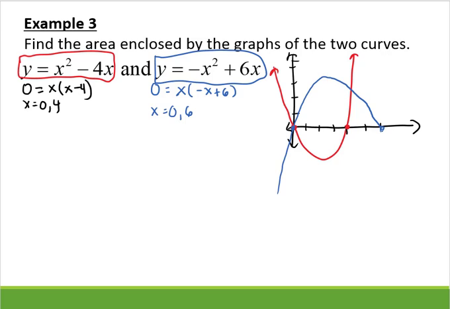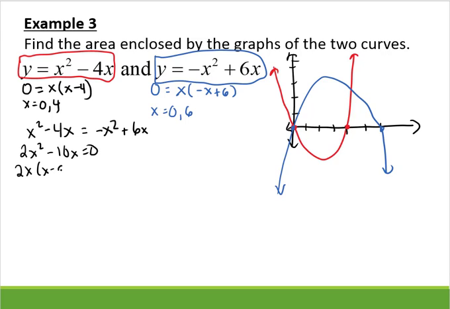So I need to find where these two graphs intersect. So you need to set x squared minus 4x equal to negative x squared plus 6x. If I add the x squared over, subtract the 6x over, I get x equals 0 and 5. So they intersect. Hopefully, as you saw, one was obvious. The other one was at 5 because of my amazing drawing.